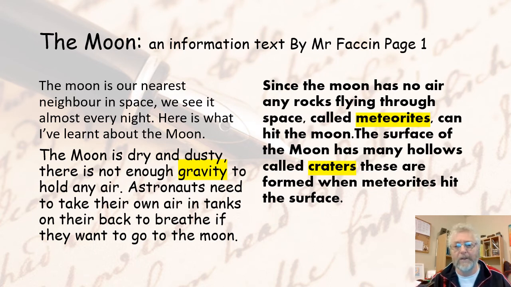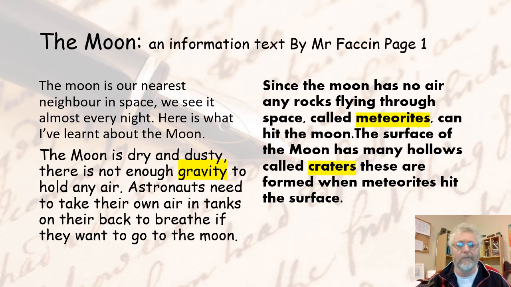In my third paragraph, I've done a couple of things. Firstly, you can see that I've highlighted in yellow some technical words, meteorites and craters. I could have also highlighted the word hollows for you. Next, have a look at my first sentence. You'll notice that I've used a comma just after the word meteorites. So that makes this first sentence a complex sentence.